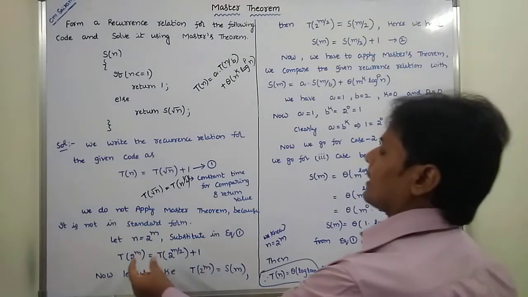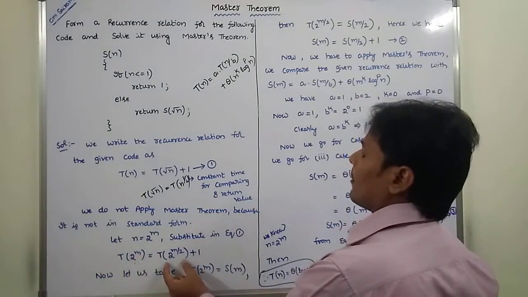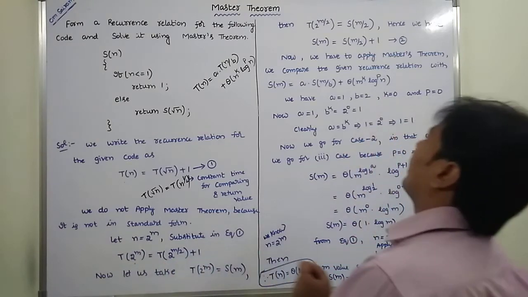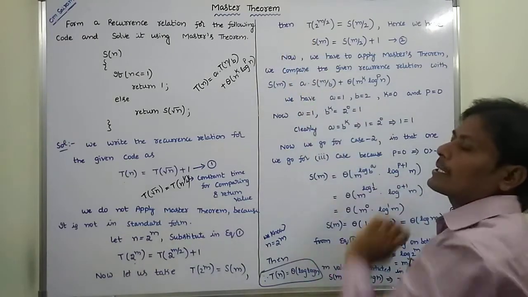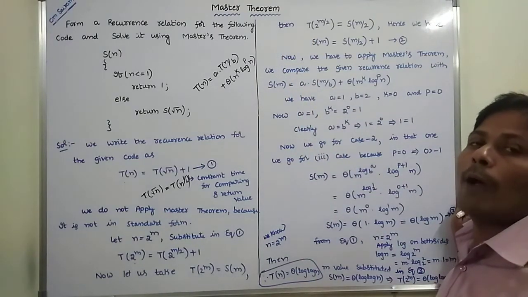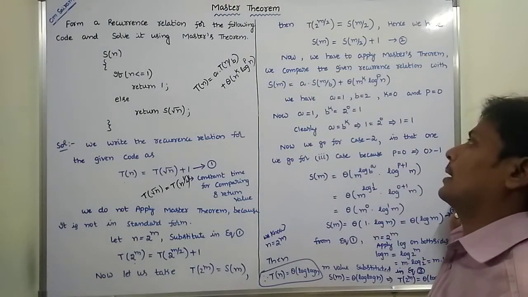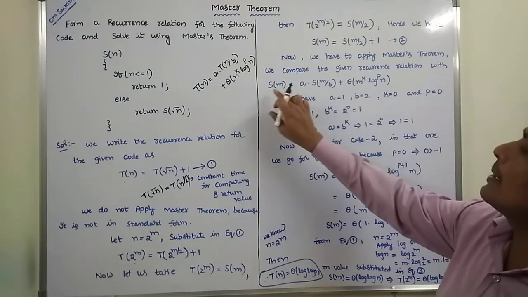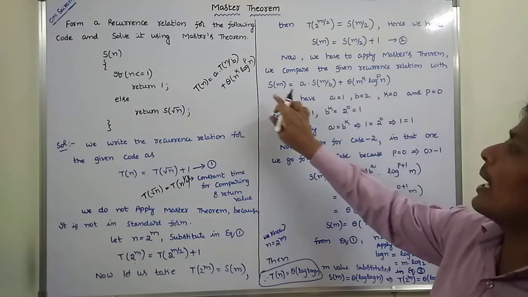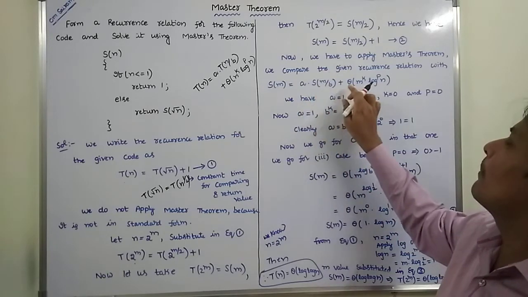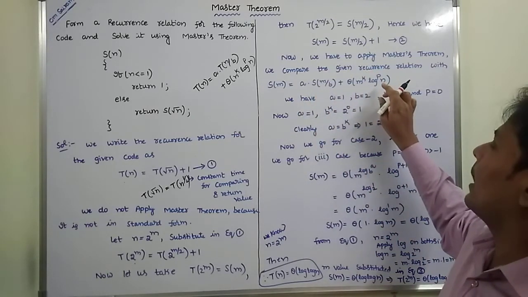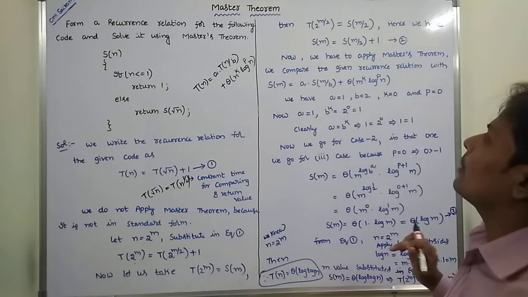Okay, so this is S of m, and this is S of m by 2 plus 1. Now, this is in the standard form, so we have to apply the master theorem. Here this is the master theorem: S of m is equal to a into S of m by b plus theta of m power k log power p n.